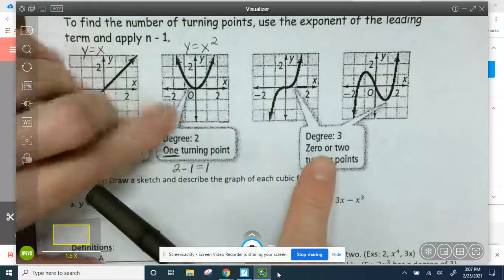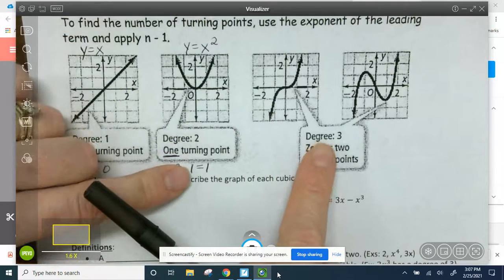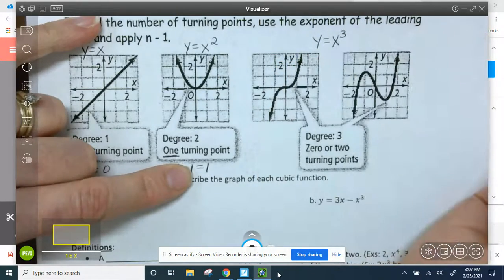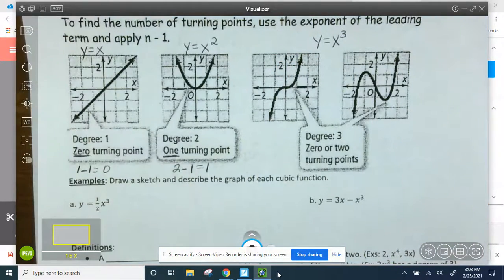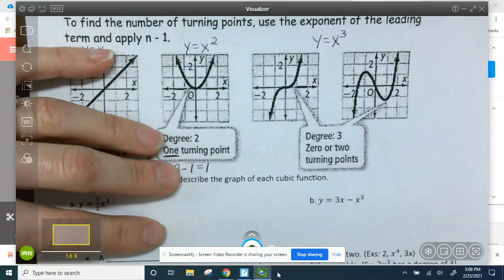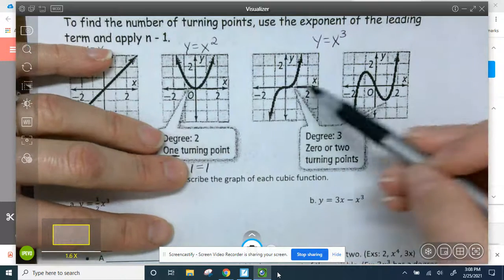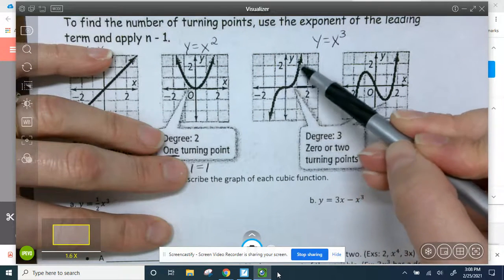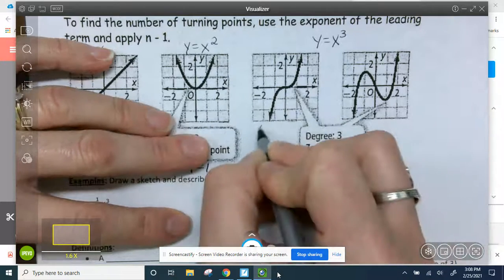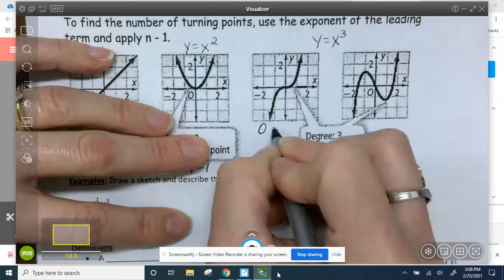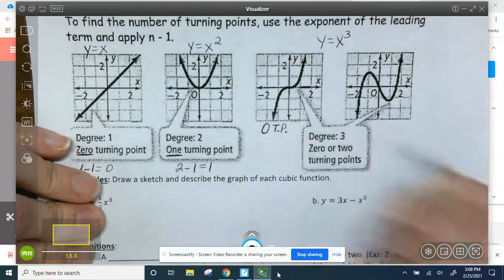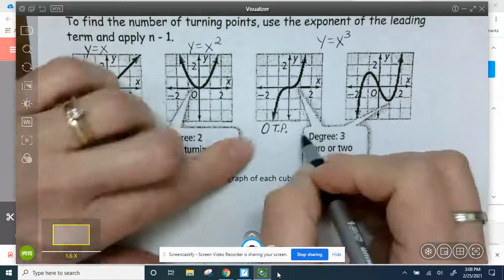Now that'll work for these two. It gets a little tricky when we talk about a polynomial of degree 3, where we've got something like y equals x cubed. For one like this, you're basically going to have to graph it, because you could have a graph that looks like this, and in this case, this has 0 turning points. So this one here has no turning points, and I usually write 0 t.p., 0 tp. So there are no turning points.